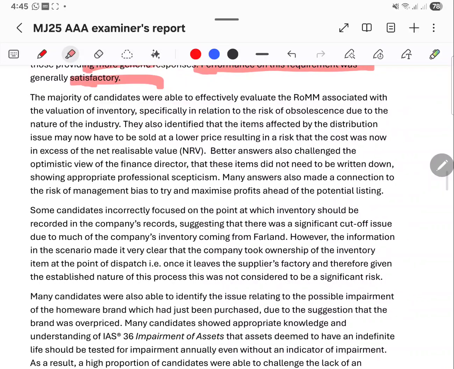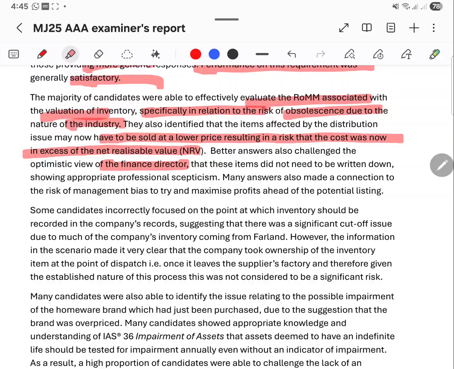The majority of candidates were able to effectively evaluate the ROMM associated with inventory, specifically in relation to the risk of obsolescence due to the nature of the industry. They also identified that the items affected by the distribution issue may now have to be sold at lower prices, resulting in the risk that the cost was now in excess of the net realizable value. Better answers also challenged the optimistic view of the finance director that these items did not need to be written down, showing appropriate professional skepticism.